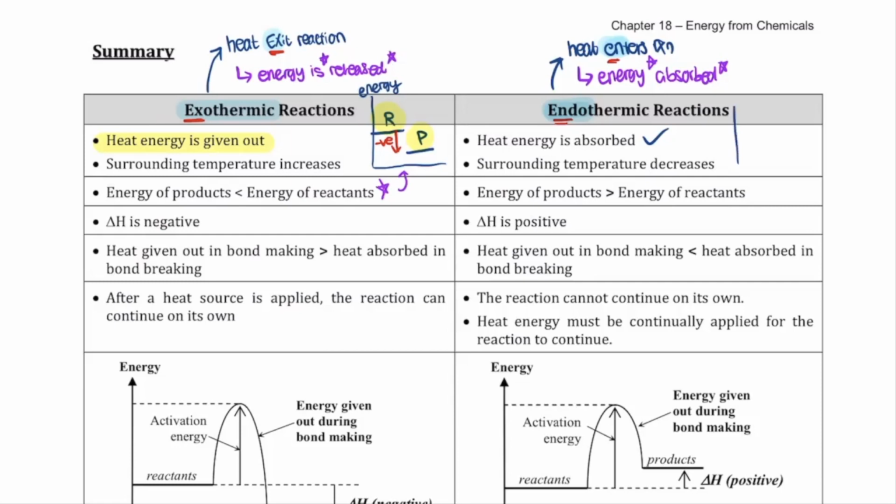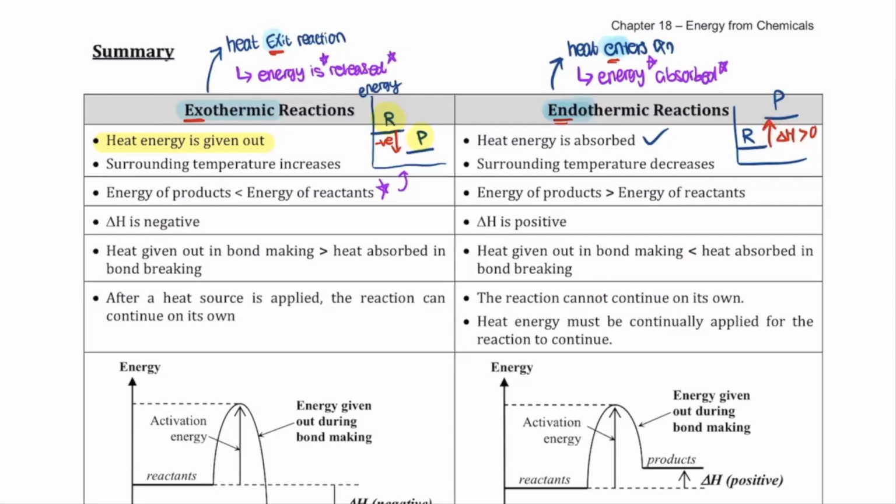Let's illustrate this on the energy level diagram again. So you notice that since I need to absorb energy, originally my reactant is at a low energy level. Now it has been elevated to a high energy level. This is my products. So you notice that the delta H value, this is the change, will be positive. So more than 0. And you can also realize that the heat given out in bond making is less than the heat absorbed in the bond breaking process. And the reaction cannot continue on its own because it has a requirement for the heat to be constantly supplied. I need to keep constantly supplying the heat to the reaction itself for the reaction to actually proceed.